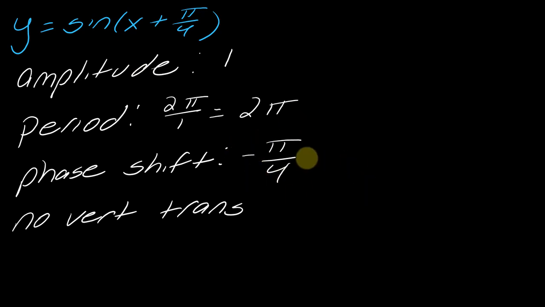So this is really just the graph of sine, the normal old graph of sine, shifted pi over 4 units to the left, okay? So that just gives us some intuition as to what should be happening with the graph.